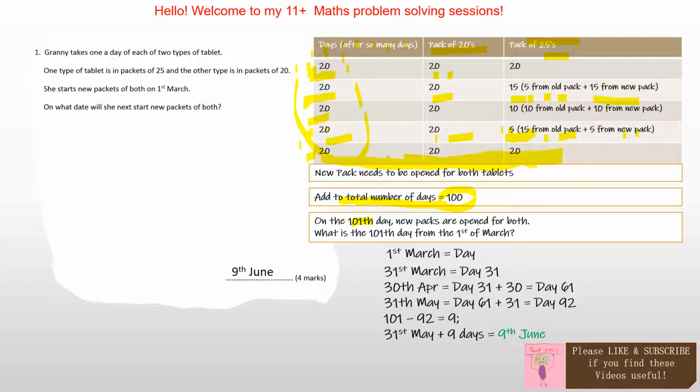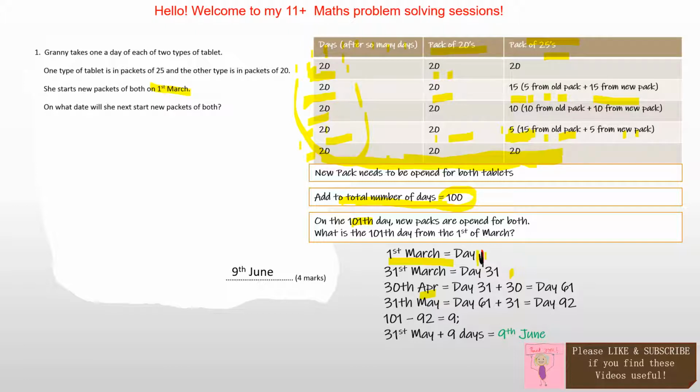So what we have to do is, from this 1st of March we have to count on to day number 101, and find which date it is. Okay, so we will do it this way. So 1st of March is day 1. I missed the day 1, it should be day 1. 31st of March is day 31. Okay, and 30th of April is day 61.